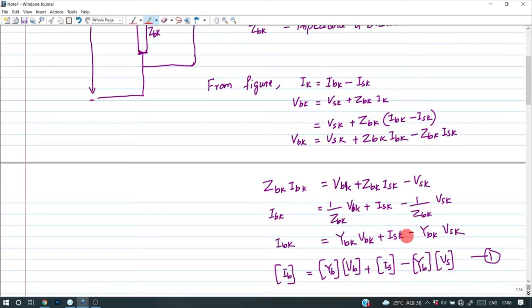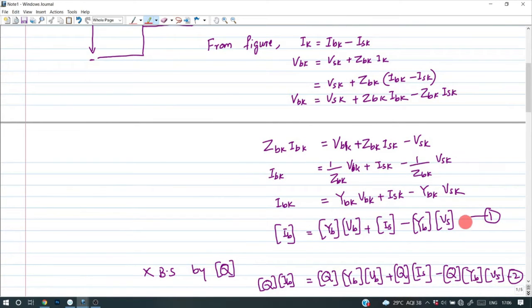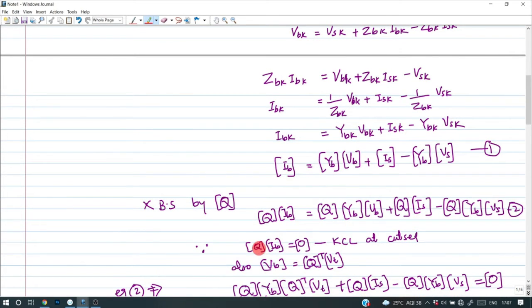Up to here, the same thing we discussed in nodal analysis also. Now we are multiplying both sides of this equation by the Q matrix. In nodal analysis we multiplied with matrix A. Instead of the A matrix we are multiplying with the Q matrix. That is the difference. So QIB is equal to QYBVB plus QIS minus QYBVS, and let it be equation number 2. We can recall these relations.